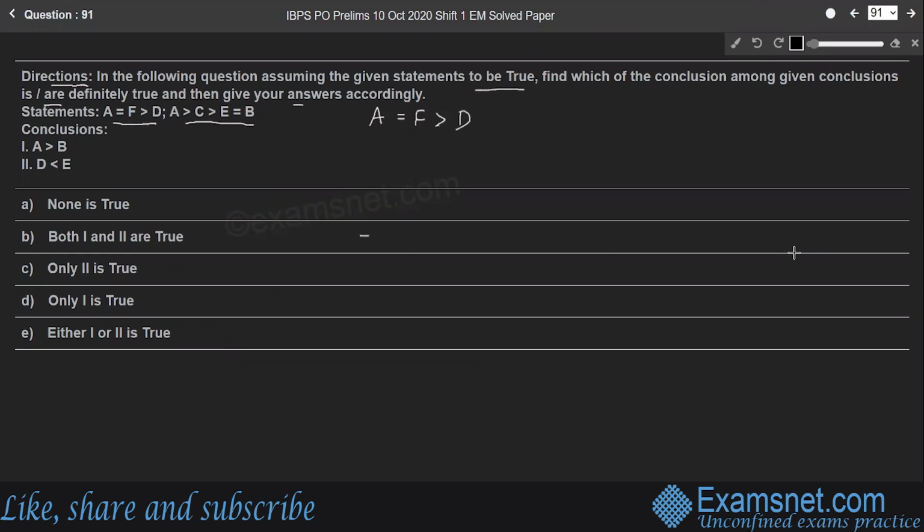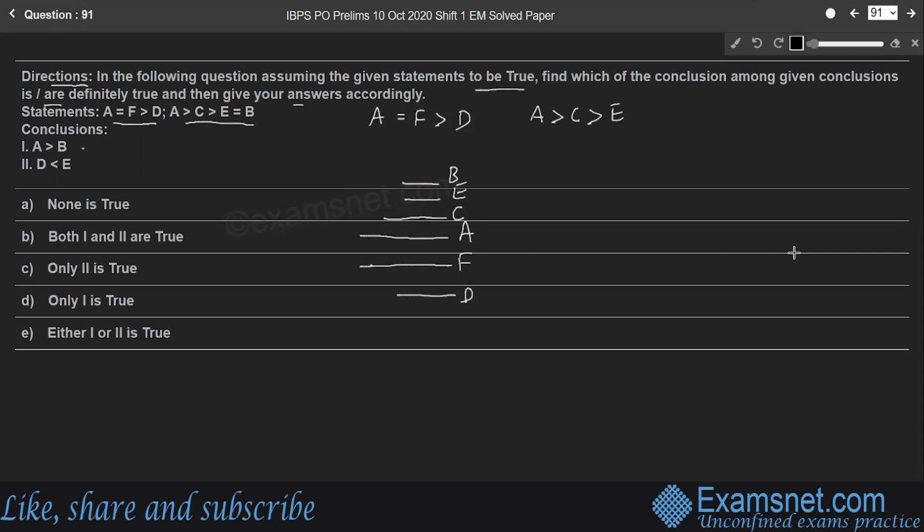Consider A as a line, right? Which is equal to F, line F, and F is greater than D. So in the next part, A is greater than C. So A is greater than C. Consider a line C, right? Where C is greater than E. So a line E. And E is equal to B, line B, right?